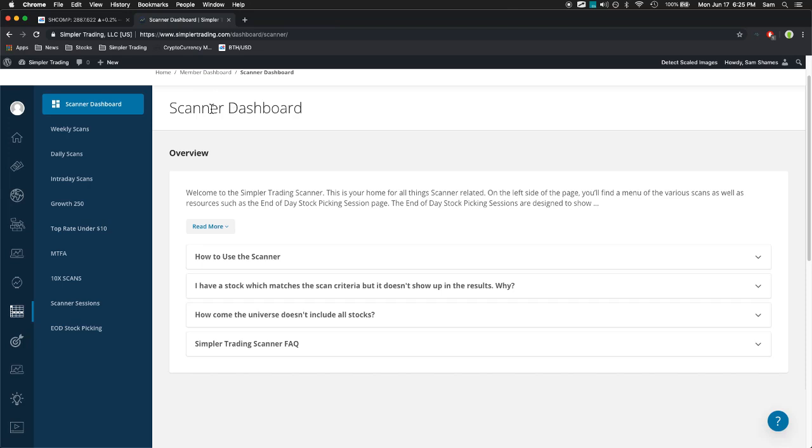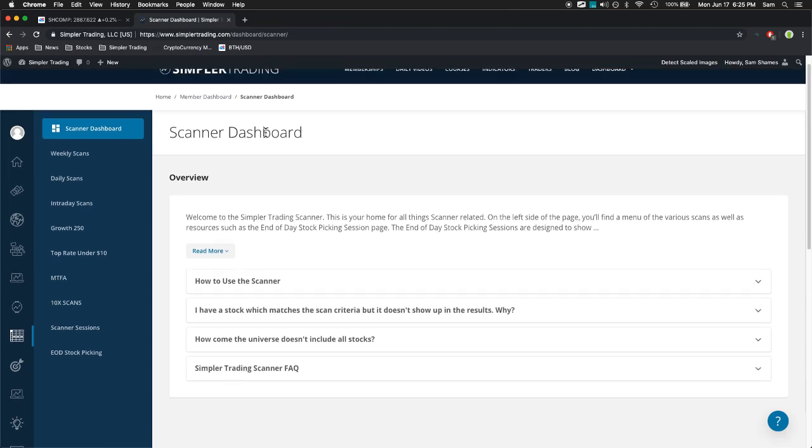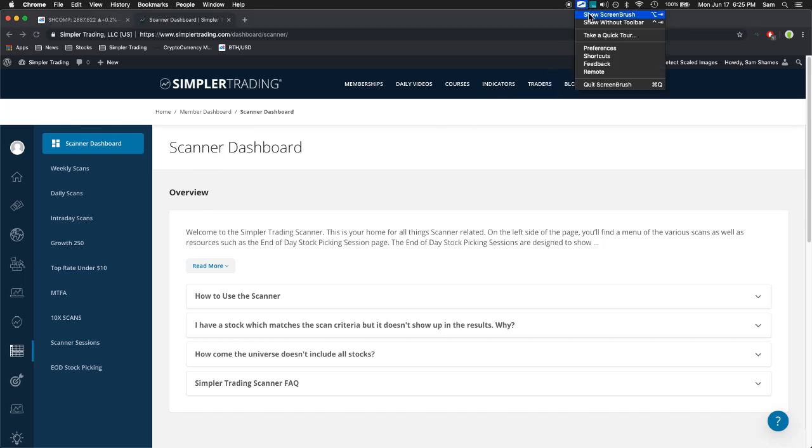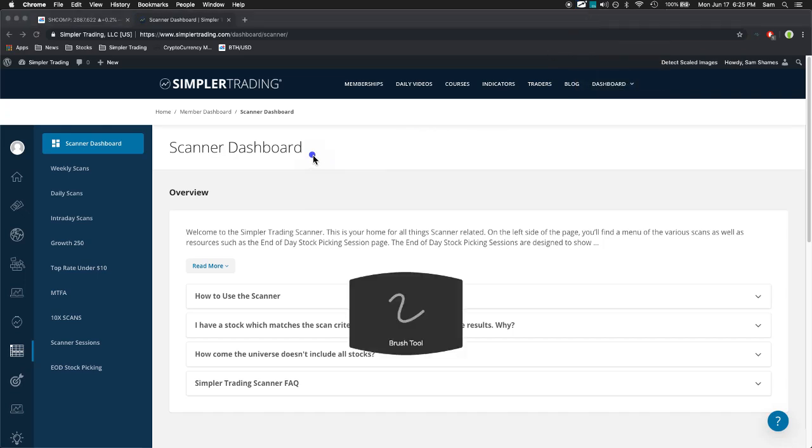So here's the simpler trading scanner. Honestly, guys, I'm not a salesperson. I'm a trader. I show up and I trade. I don't really care about anything else. But this is probably the most helpful tool outside of the indicators that I found here. And the reason it's so helpful is because it saves me my most valuable commodity.